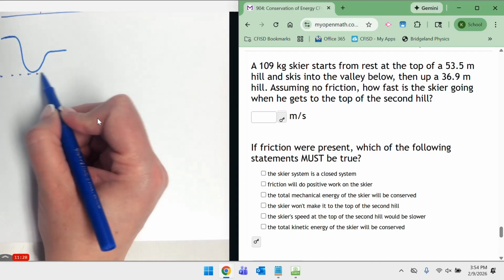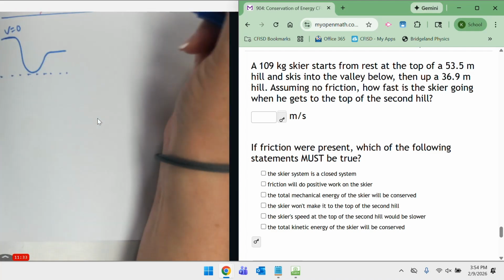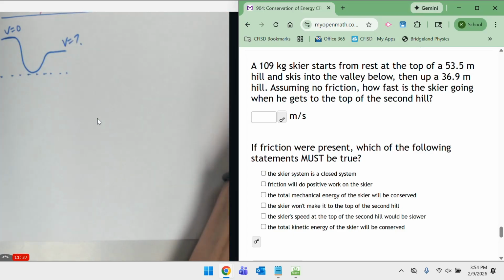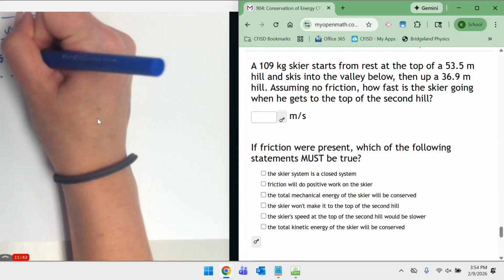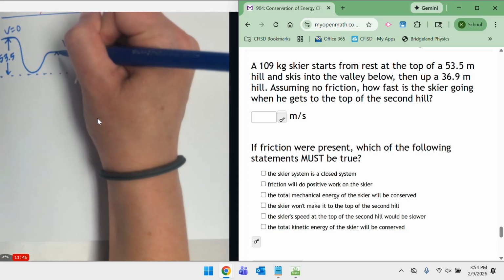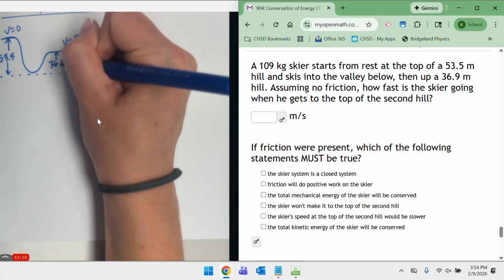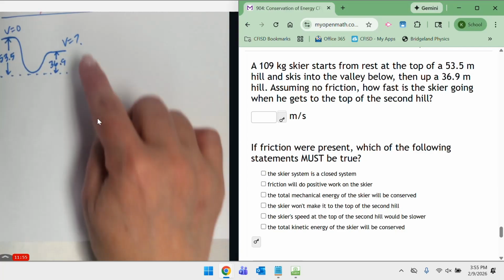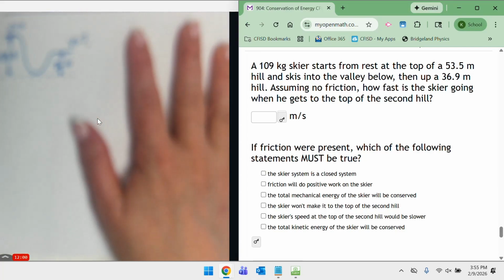Okay, it tells us that they start at rest up here. It asks us rather how fast they're going over here. And it tells us the heights. It says that this first hill has a height of 53.5 meters, and that this second hill is shorter. It has a height of 36.9 meters. Okay, and that's the question. How fast would you be moving here? Let me move this over so the whole picture's on the screen.